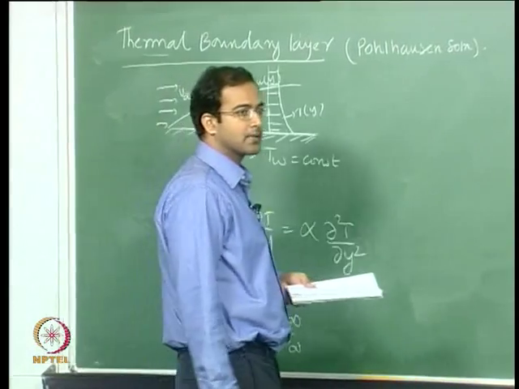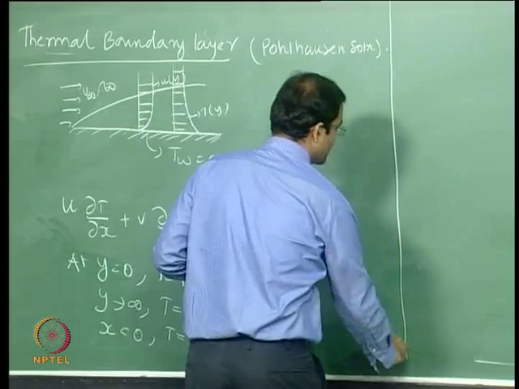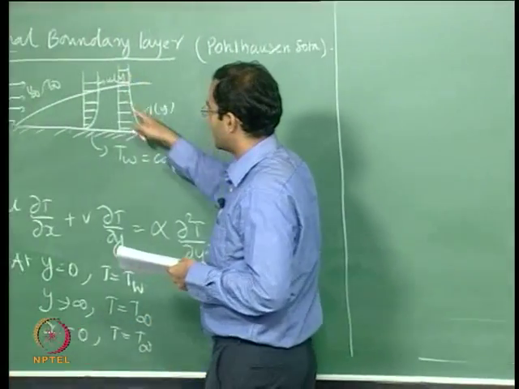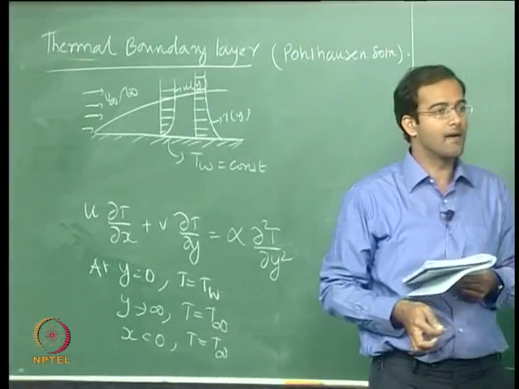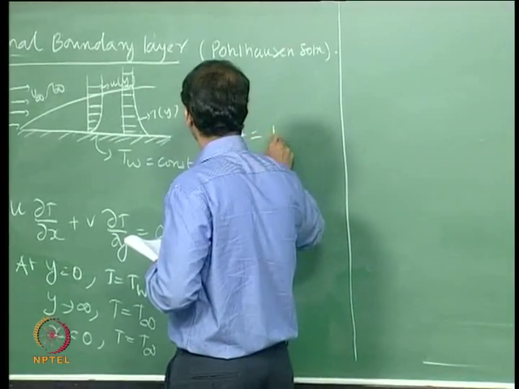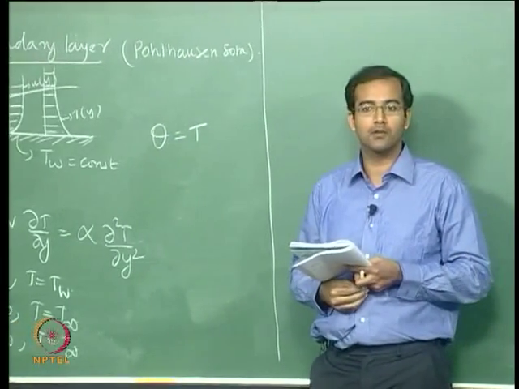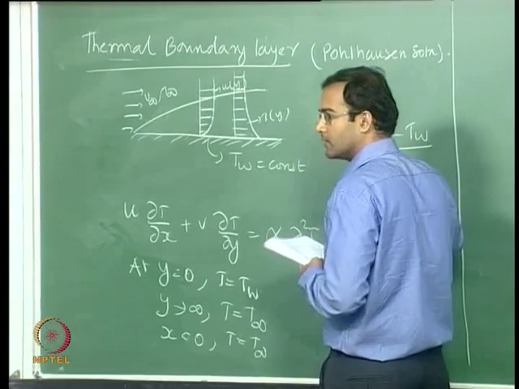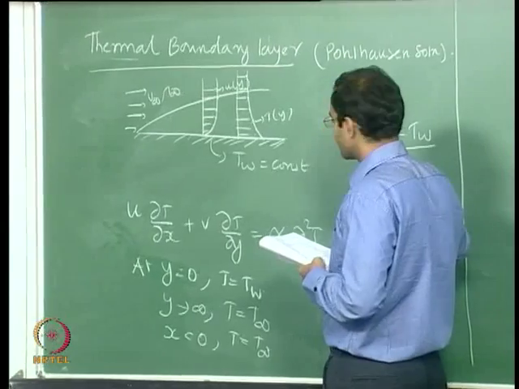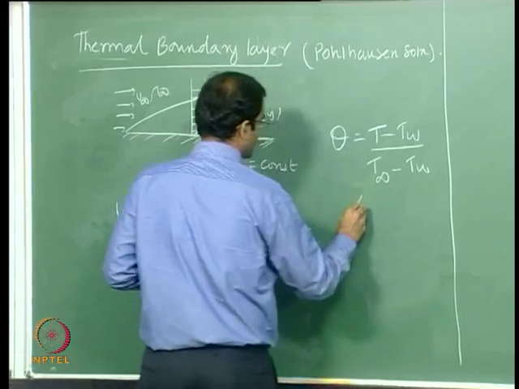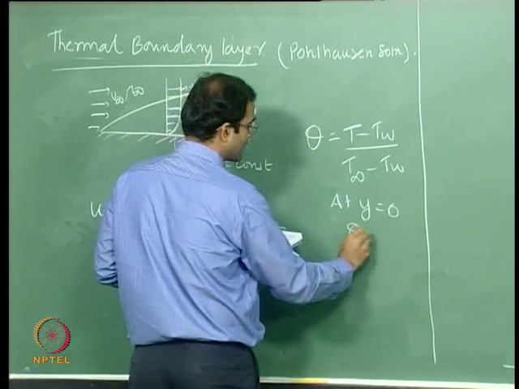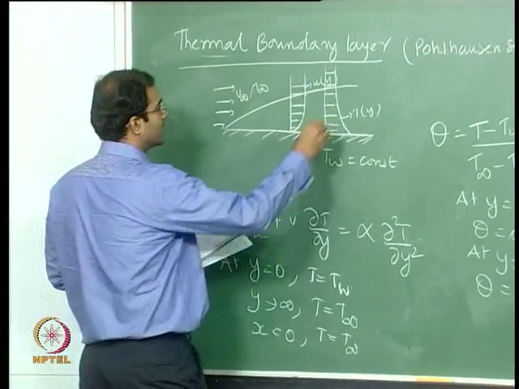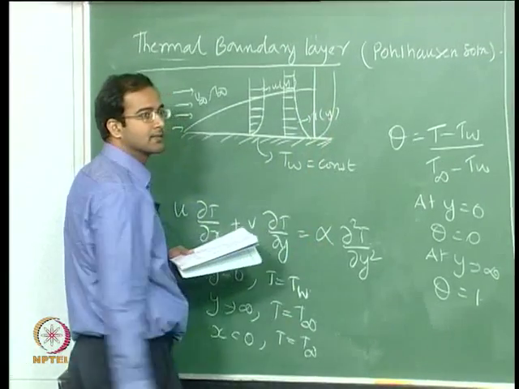So now I am going to define a non-dimensional temperature theta. I want to define it in such a way that the non-dimensional temperature is exactly identical to the velocity profile. So how do I define it? I want to convert this profile into something like a velocity profile. How do I define my theta? T minus T infinity? If I do T minus T infinity at y equal to 0, is it going to be 0? T minus T wall by what? Okay, T infinity minus T wall. So that at y equal to 0, my T equals T wall, and theta equals 0; at y going to infinity, my T goes to T infinity, and my theta goes to 1. So if you plot theta, you will get exactly a profile like this, right?